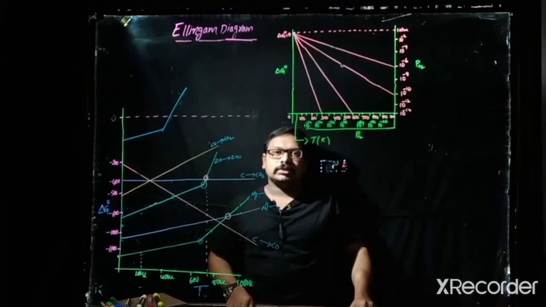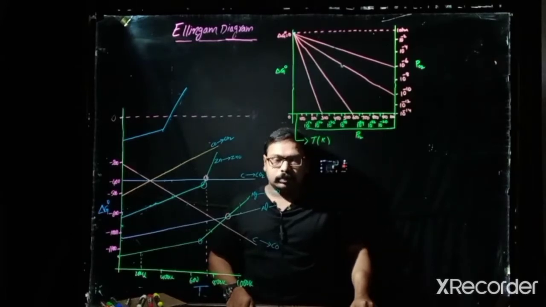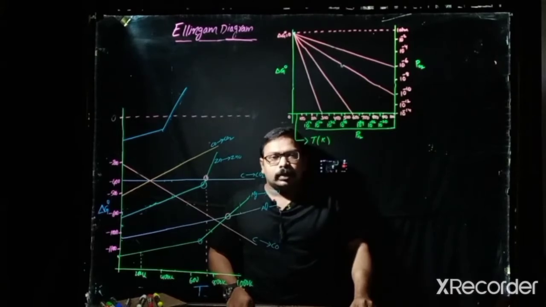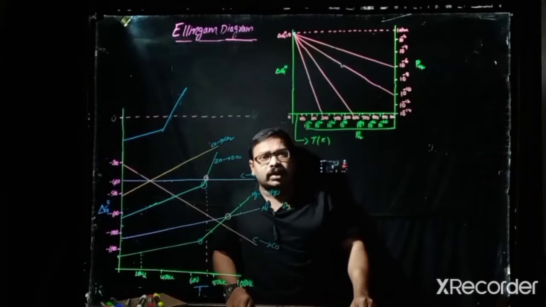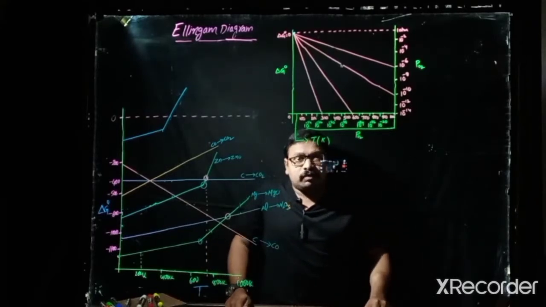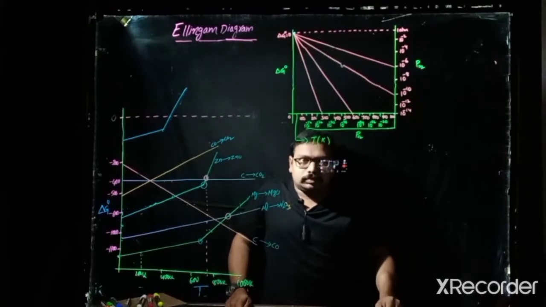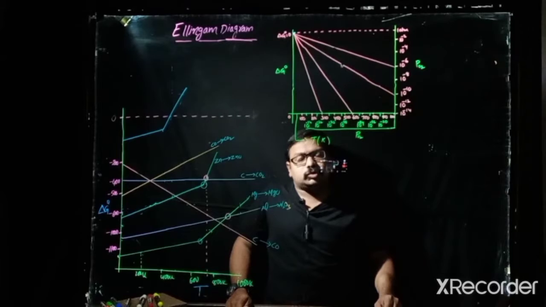Today we are discussing the Ellingham diagram, a very important topic in metallurgy. The purpose of the Ellingham diagram is to find the thermal feasibility of reduction of a metallic oxide, and we can find the best suitable reducing agent at a given temperature for the reduction of the metallic oxide.